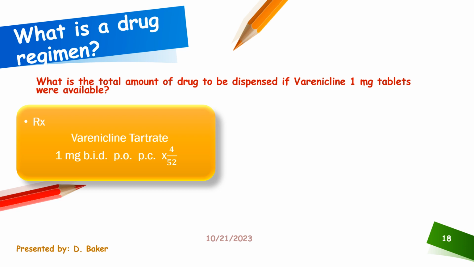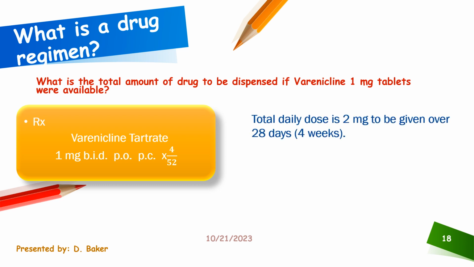Now, what's the total amount of drug to be dispensed if varenicline 1 milligram tablets were available? Using the prescription that is displayed here, varenicline tartrate 1 milligram BID POPC times 4 weeks. So the total dose is 2 milligrams per day to be given over 28 days or 4 weeks. So 1 milligram 2 times per day, that's 2 milligrams. So remember, the things that you need to use to calculate the quantity of medication to be dispensed are the dose, the frequency, and the duration of therapy.